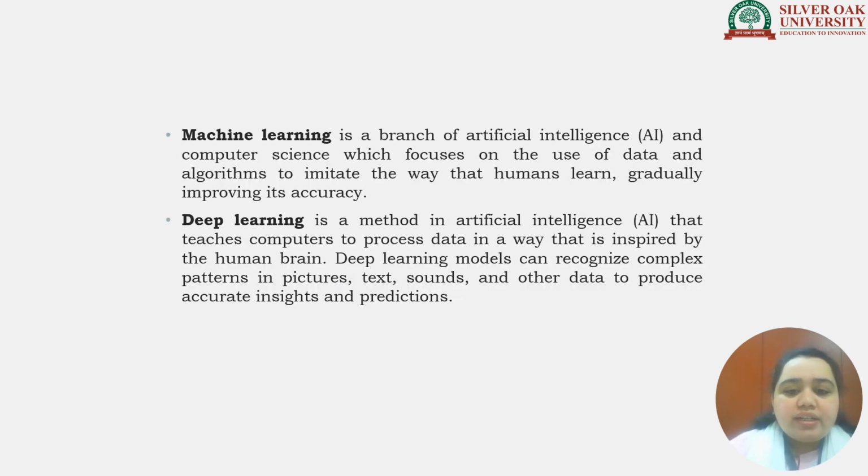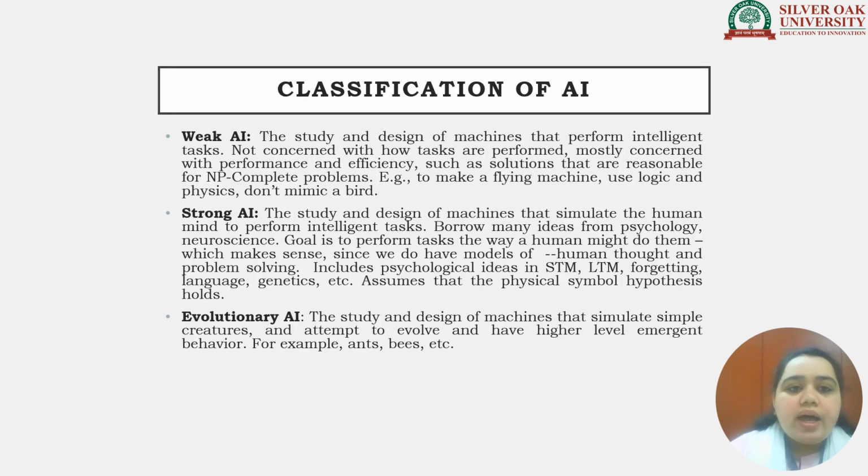Talking about machine learning, we are already aware that machine learning is a subset of AI and deep learning is a subset of machine learning. Now, we have classified AI into three categories. The first is weak AI, then we have strong AI, and then we have evolutionary AI.